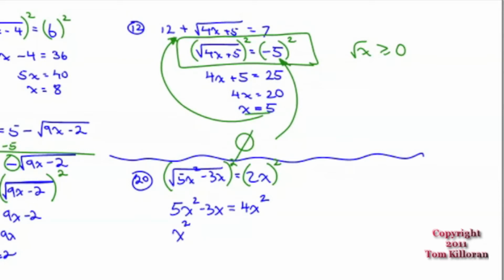Oh, by the way, quadratics you always want to get them equal to 0. So subtract 4x squared, you get x squared minus 3x is equal to 0. Remember quadratics? Factoring and all that fun stuff. Can I factor that? What can I do? Take out the x. Left behind is x minus 3.